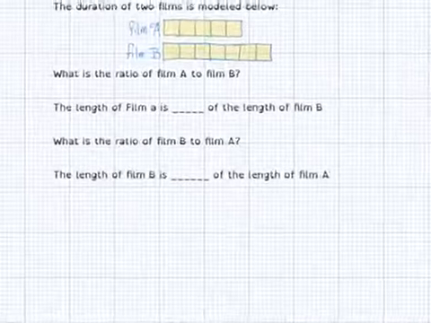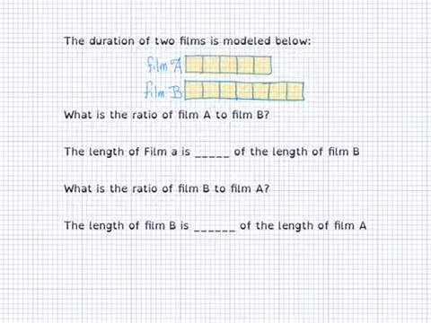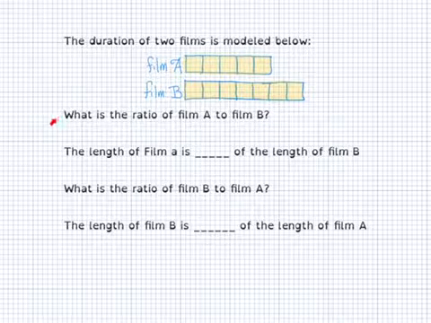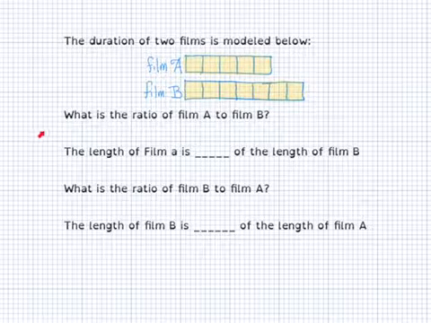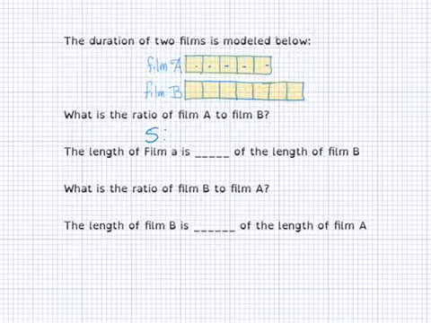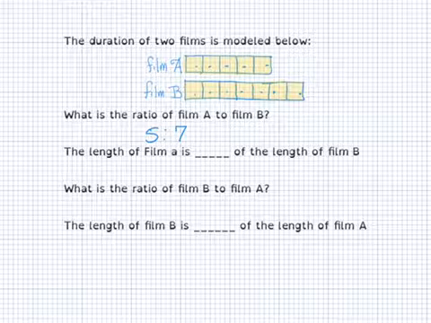All right, so here I have an example problem. It's going to step us through it. The duration of 2 films is modeled below. So I have film A and film B. And the first thing I want to know is, what is the ratio of film A to film B? Well, we know how to do that. I can just count them up. There's 1, 2, 3, 4, 5 for film A, and 1, 2, 3, 4, 5, 6, 7. There's 5 to every 7 of film B.